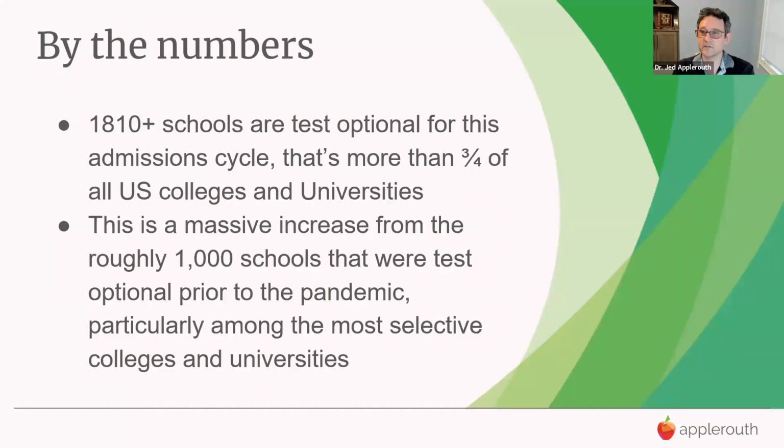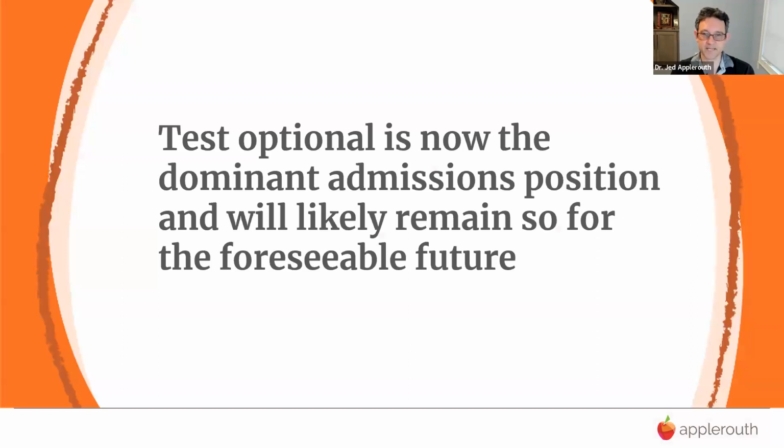There are 1,800 plus schools this year who are test optional. That's the vast majority, up from about 1,000 before the pandemic. So that's how things have shifted so quickly. And we anticipate that test optional is here to stay. We don't think the vast majority of schools are going to go back. We've seen a couple of schools going back. We saw MIT and Georgetown and Purdue and Georgia Tech, but it's been a trickle, not a gusher.